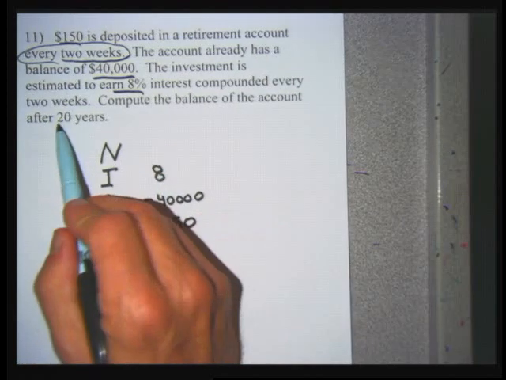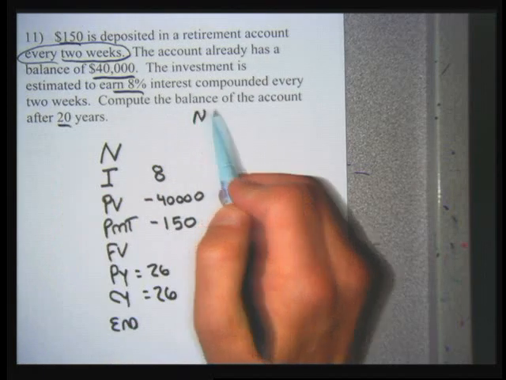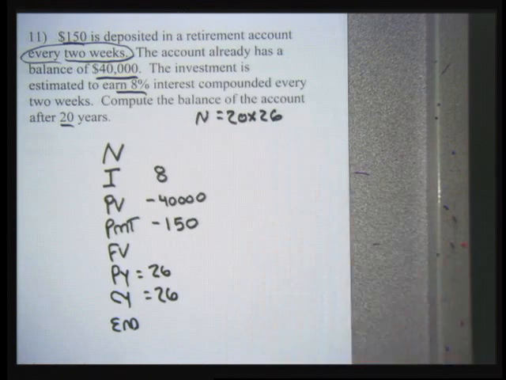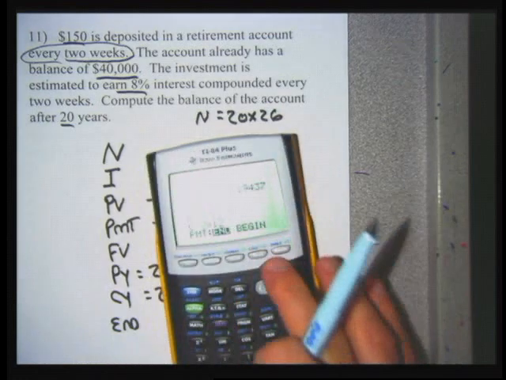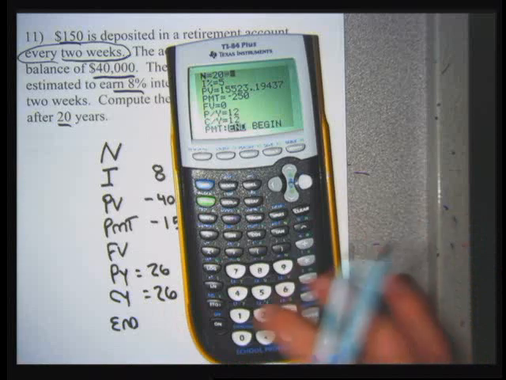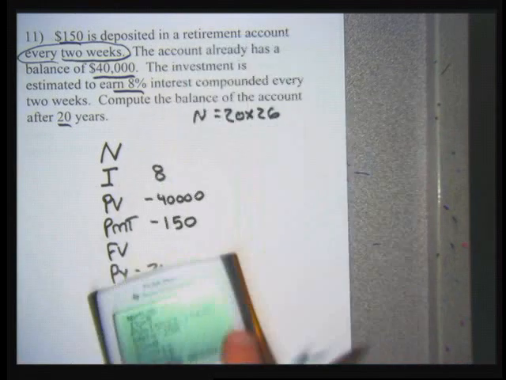And find the balance after 20 years. The N is not going to be 20 years. It's 20 years times 26 payments per year. So I'm going to go up to the N and type in 20 times 26. N's going to be 520.